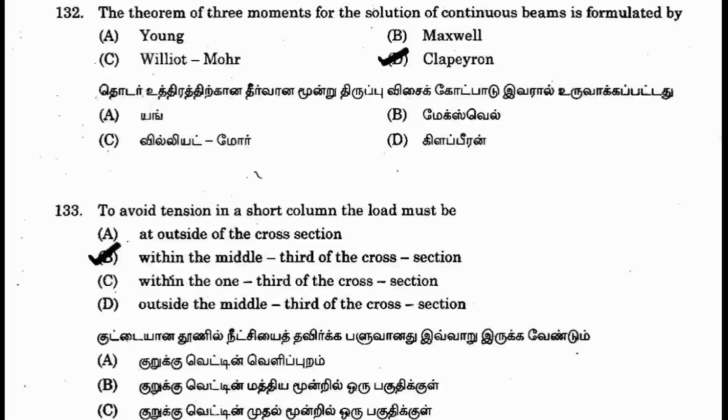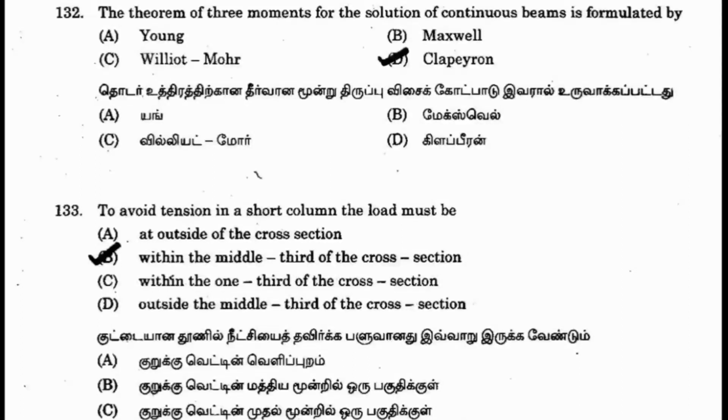This we have studied in columns and struts of strength of materials as the core. Core of a section means where the load has to be applied so that only compression will be there in that column, so that no bending is occurring in that column. Here it's asked to avoid the tension. So it is the middle third rule, we call it like that. So here it should be within the middle third of the cross section.